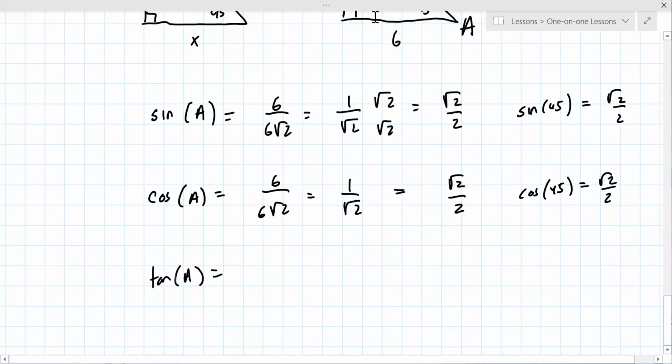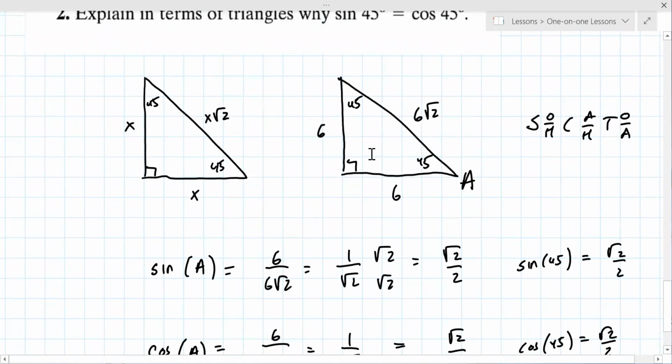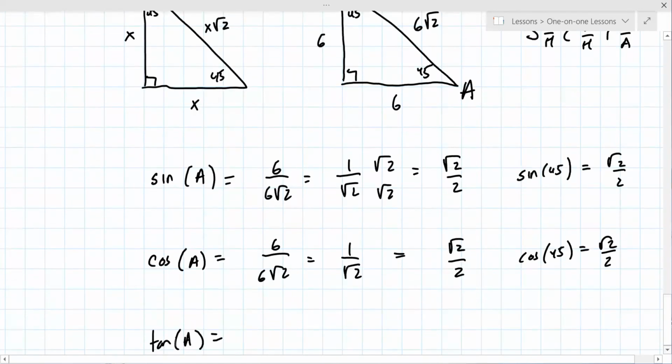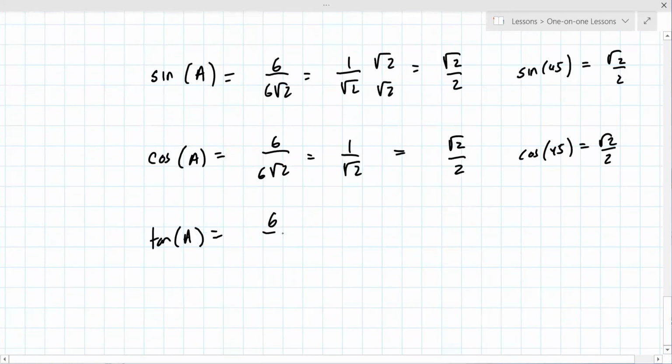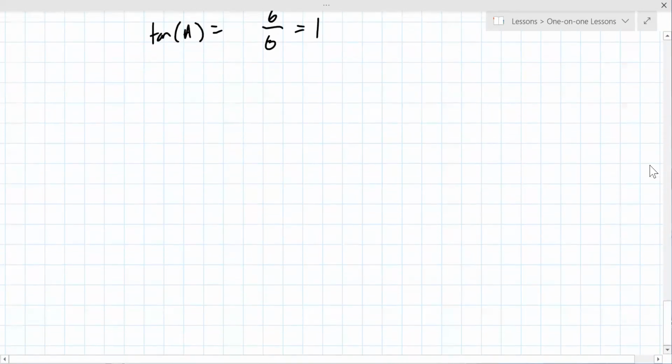What is the opposite over the adjacent? 6 over 6, which equals 1. Okay. All right. Now, let's do sine. Let's do something different here because I think this is a critical skill.